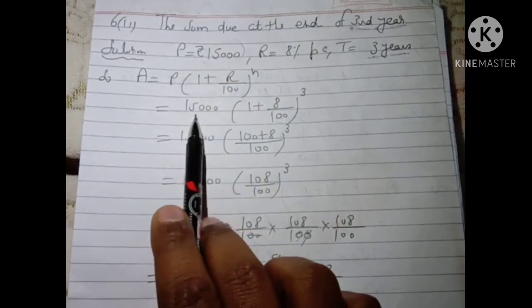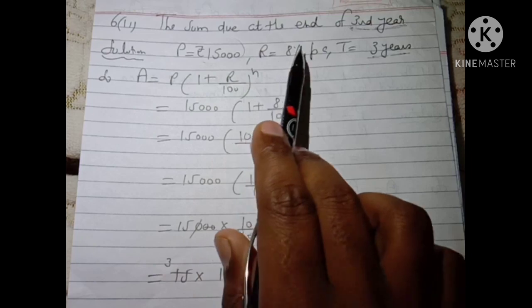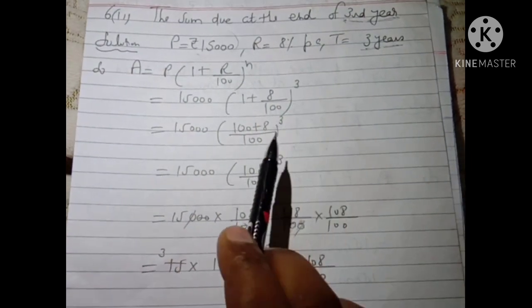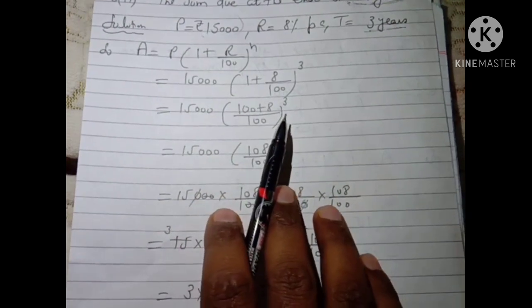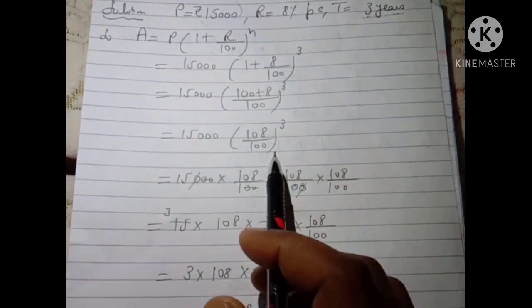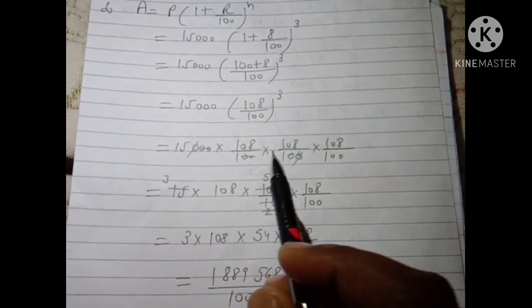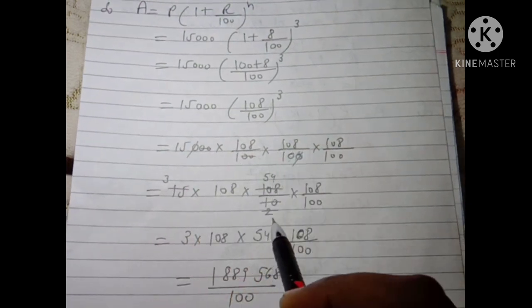So after putting the values, it will become 15,000 into 1 plus the value of r, which is 8 over 100, raised to power 3, the time period being 3. In the next step, 100 into 1 is 100 plus 8 over 100 raised to power 3. So it will become 108 over 100 raised to power 3. So it will become 15 into 108 over 100 into 108 over 100 into 108 over 100.